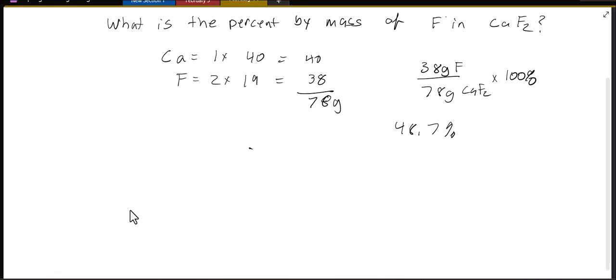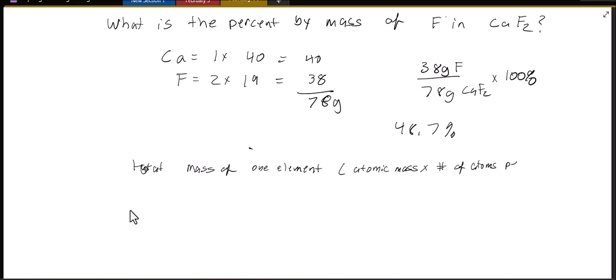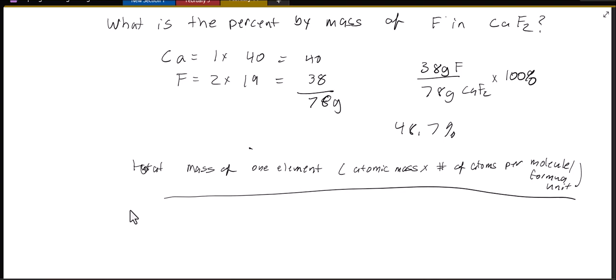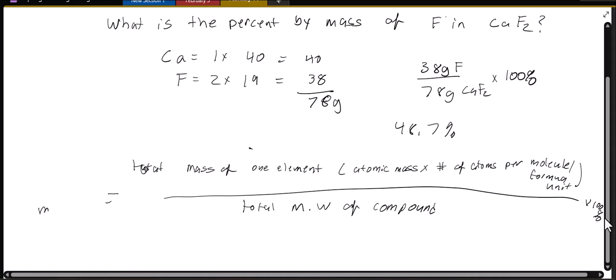So our formula for mass percent is mass of one element, and I'll put total mass of one element, which would be the atomic mass times number of atoms per molecule or formula unit, over total molecular weight of compound, times 100%. That equals your mass percent.